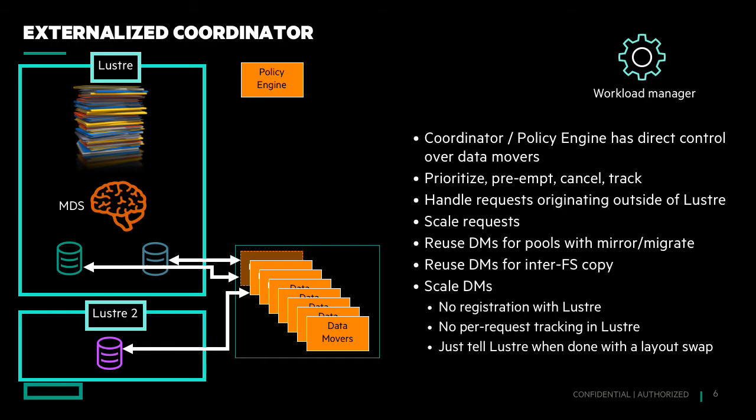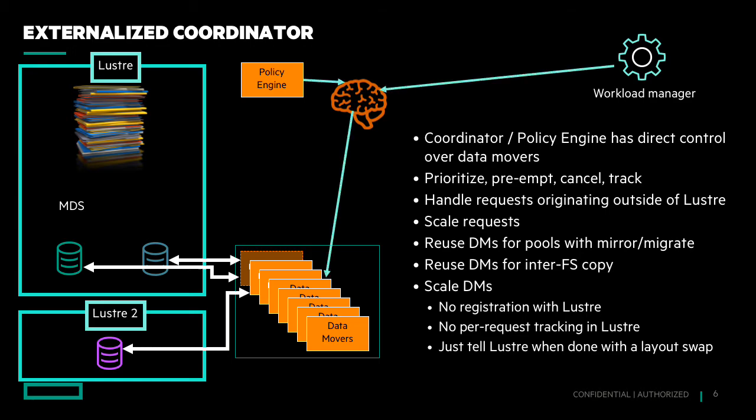So what do we do? We move that coordinator role outside of Lustre. This is what we're talking about when we say externalized coordinator. Take that coordinator piece, make it external to Lustre itself. So what that means is that all these requests now go to our external brain.